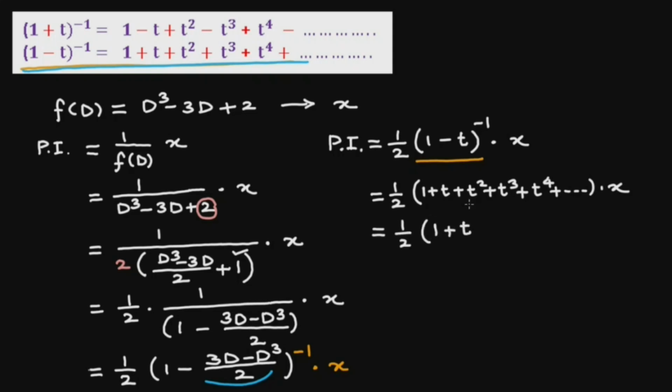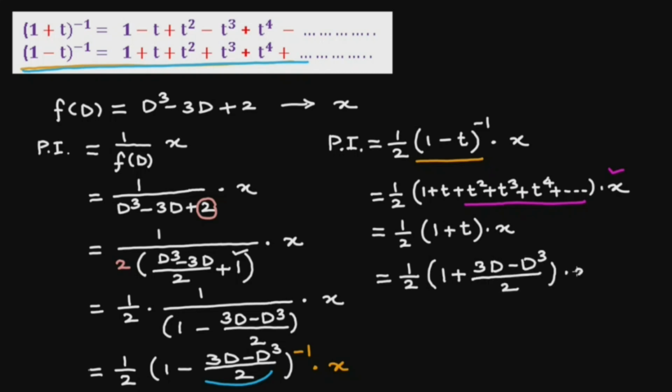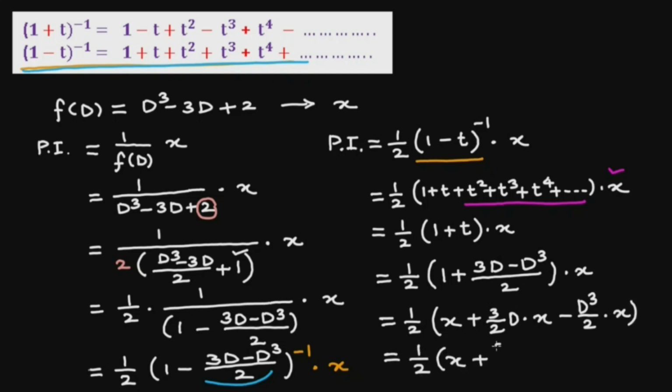We will ignore the terms t square onwards because t is (3D minus D cube) upon 2, and derivative of x after D is going to be 0. So this will be 1 plus t operating on x, that will be half (1 plus, in place of t we resubstitute this (3D minus D cube) upon 2) operating on x. This will be half into 1 into x plus 3D upon 2, that is 3 upon 2 D, into x minus D cube upon 2 into x, which is half into x plus 3 upon 2.